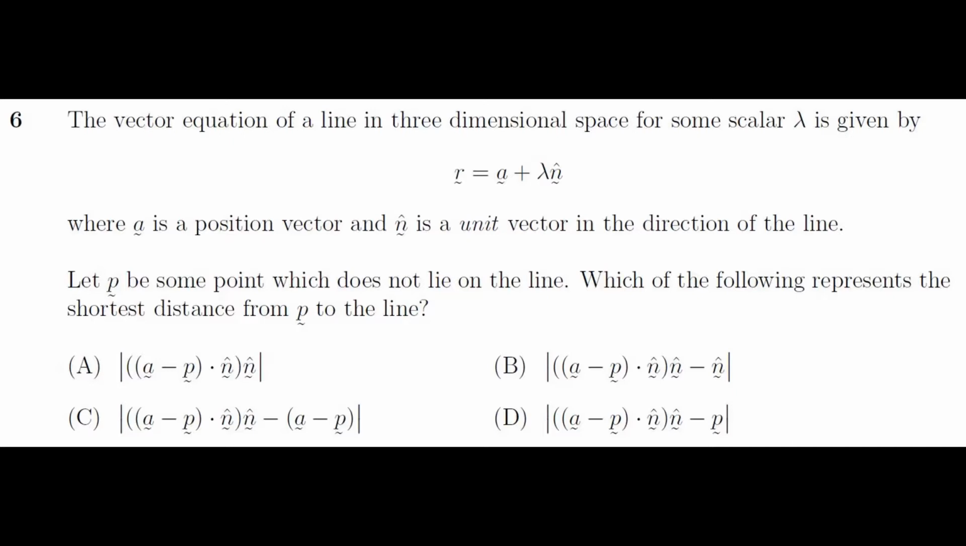for some scalar lambda is given by r vector equals a vector plus lambda n hat vector. And in this case, a vector is the position vector, and n hat vector is the unit vector in the direction of the line. We're told to let p vector be some point which does not lie on the line, and then we're asked which of the following represents the shortest distance from p hat to the line, and we're given 4 options as normal, all involving the magnitude of some expression.